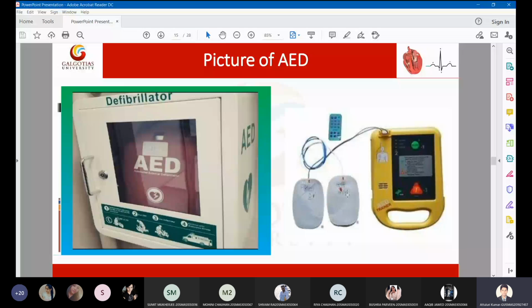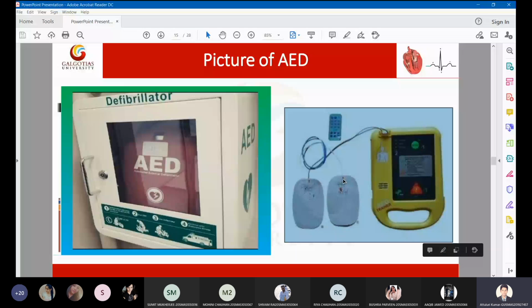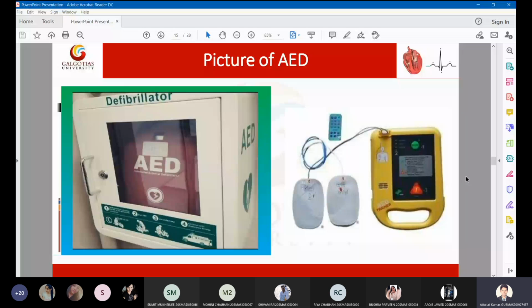Now this machine will take the inputs from the body. It will read and say whether the patient requires electricity or not. Only if the patient requires it will it deliver the shock, after giving an alarm. It will say stay away from the patient, then it will give electricity. That is why it is called automated. It will automatically read the patient's electrical activity and deliver the shock. That is the working principle.